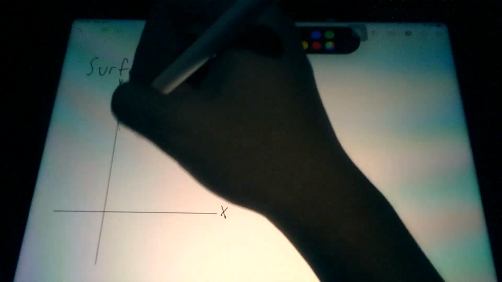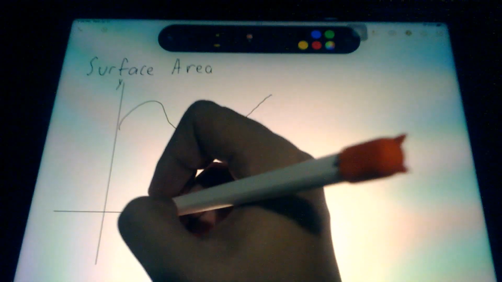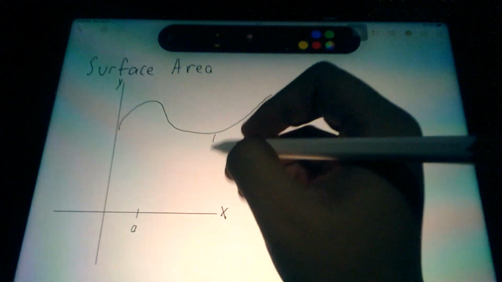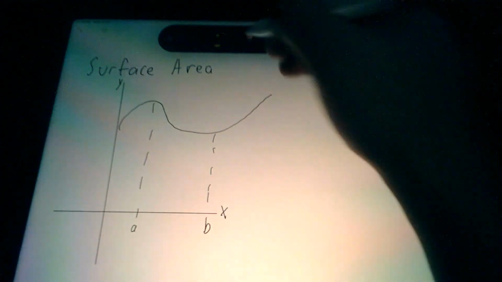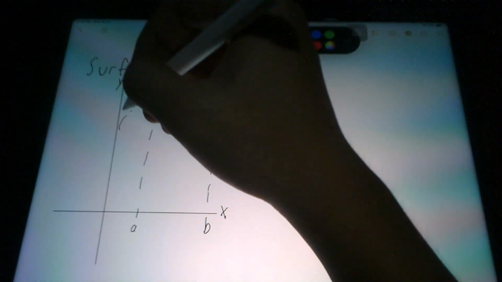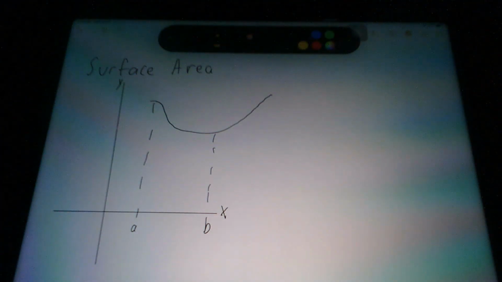Surface area here. So first we need to illustrate. Let's say this is our y-axis and this is our x-axis, bounded by the curve here. Let's say it's bounded from the point A to the point B. Let me erase this first. So it's bounded from point A to B.